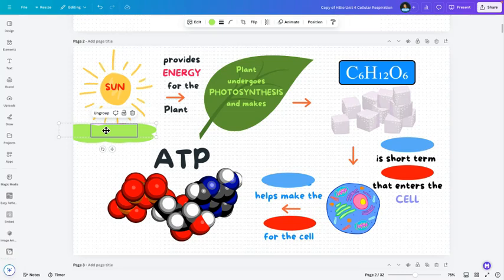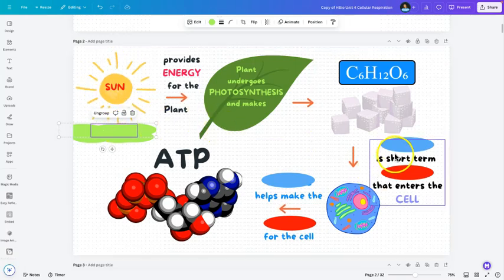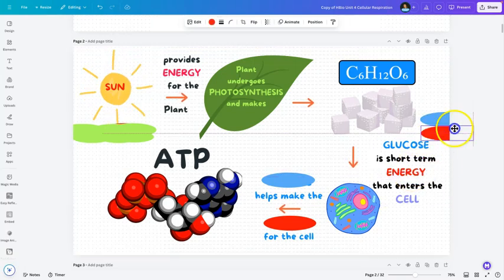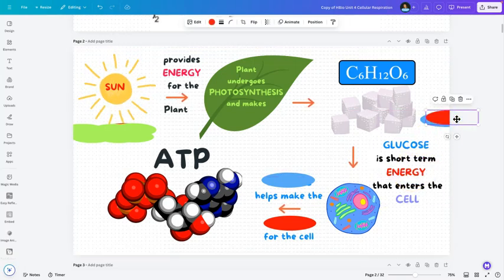Remember we learned about glucose. Glucose is a carbohydrate. What is the function of carbohydrates? Energy. Quick energy for us. For plants, it's actually stored energy. So it's a stored molecule of energy, and even though it's short term, it's energy. And it enters the cell. How does it enter the cell?